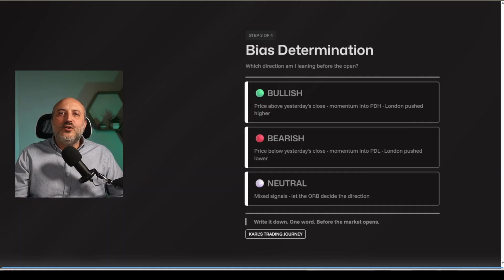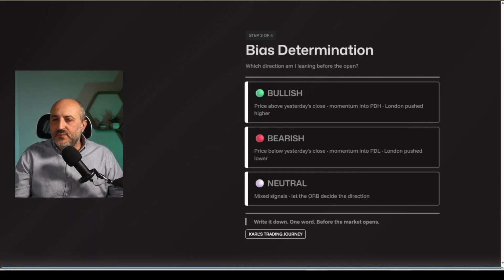It's saying, based on what I can see right now, the weight of evidence leans in this direction. A probability lean, not a certainty. So here's what I look at. Is it bullish? By bullish, I mean first of all, I look at the price to see if it would be above yesterday's close or into a previous day high. Bearish could be, as an example, the price going below yesterday's close, or some kind of momentum into the previous day low. Or neutral could be mixed signals.